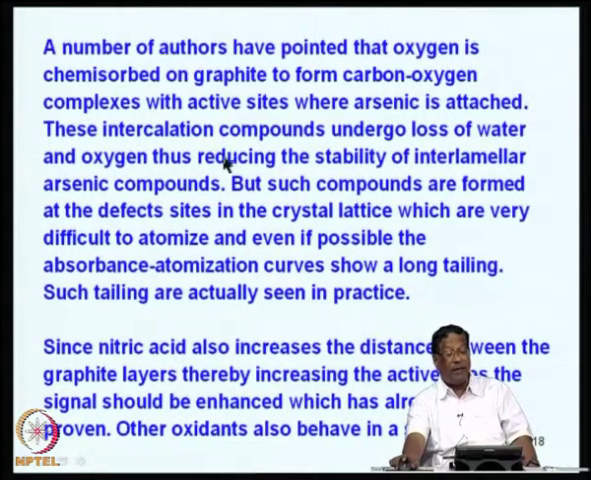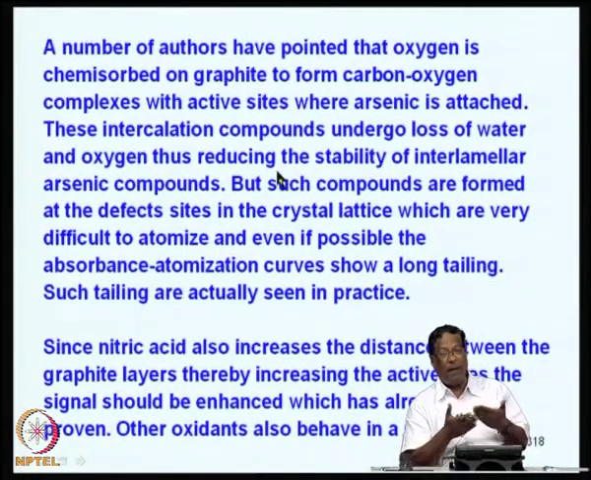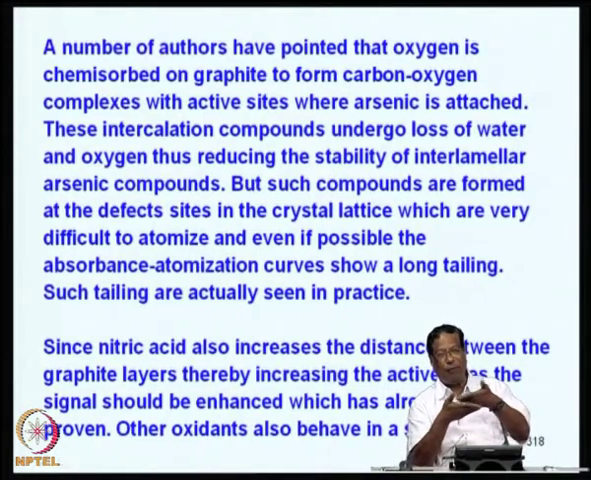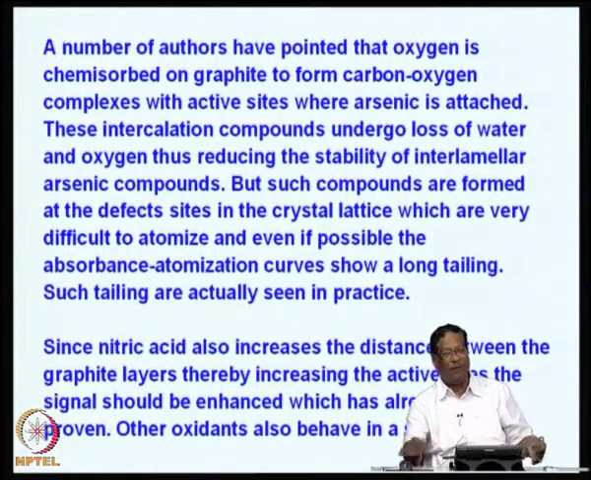So, these intercalation compounds, if arsenic you are determining, intercalation compounds also form. They undergo loss of water and oxygen, thus reducing the stability of interlamellar arsenic compounds formed on the surface of the pyrolytic graphite. So, in the crystal lattice, defects are the places where such reactions can occur.